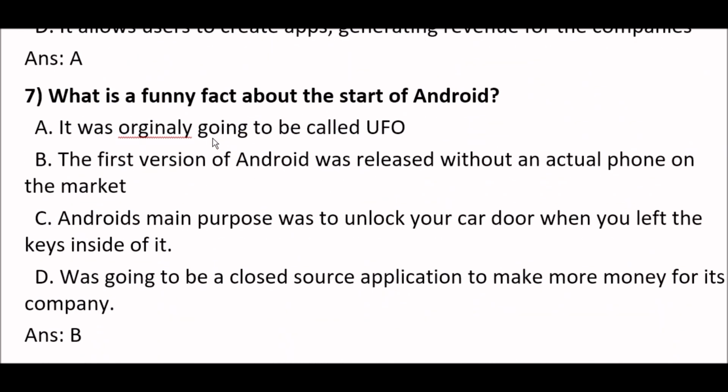Next question. What is a funny fact about the start of Android? Option A, it was originally going to be called UFO. Option B, the first version of Android was released without an actual phone on the market. Option C, Android's main purpose was to unlock your car door when you left the keys inside. Option D, it was going to be a closed source application to make more money for its company. Right answer here is option B. The first version of Android was released without an actual phone on the market. So this is the funny fact about the start of Android.